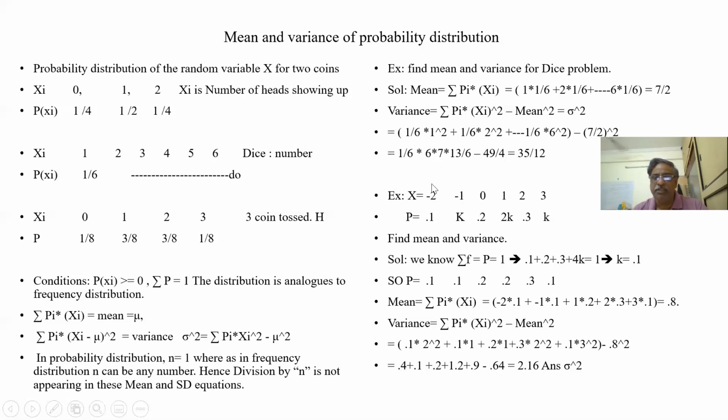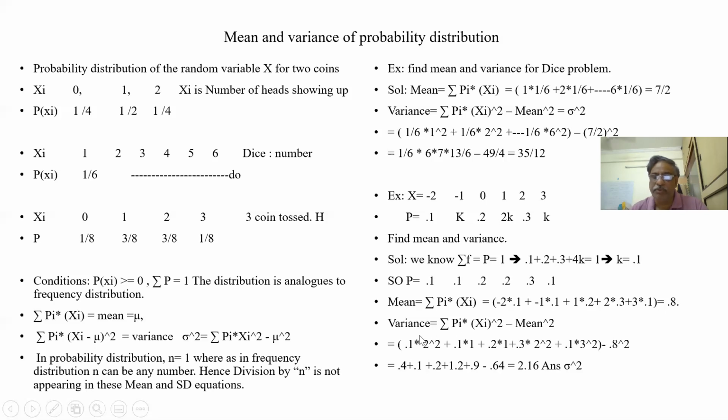So sigma pi xi: minus 2 into 0.1 plus minus 1 into 0.1, and I am adding, finally 3 into k, which is 0.1, 3 into 0.1. So I am getting 0.8. So the mean of this data is 0.8. See, x can be negative. Only p cannot be negative. X can be negative, but p cannot be negative. So if I take the average with this frequency, I am getting 0.8.